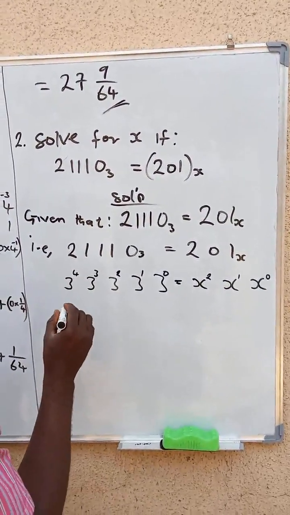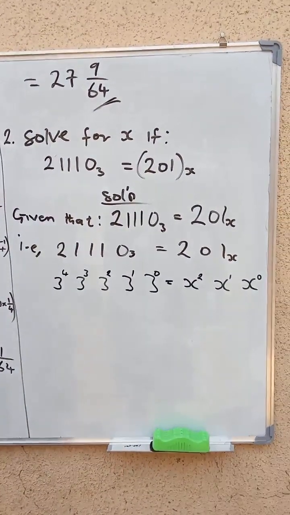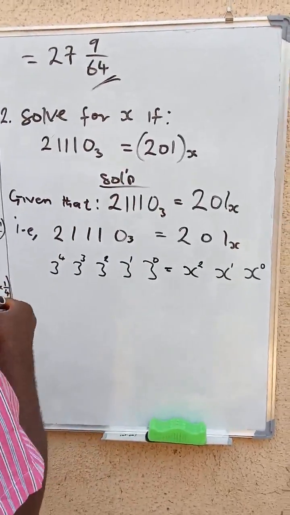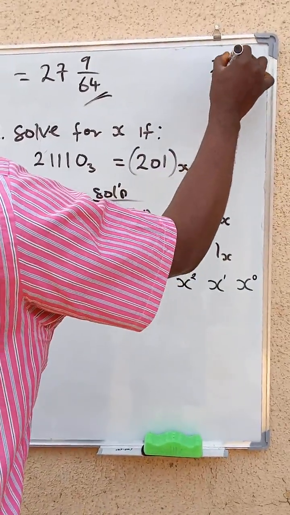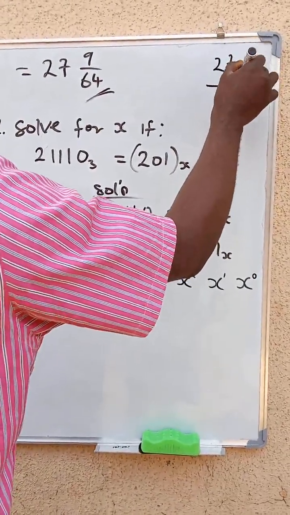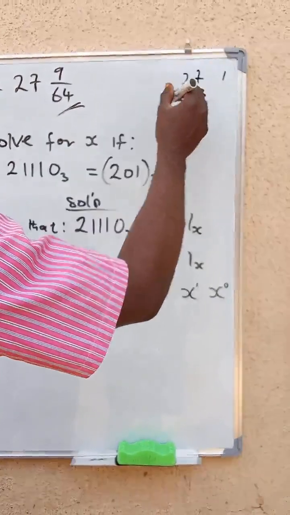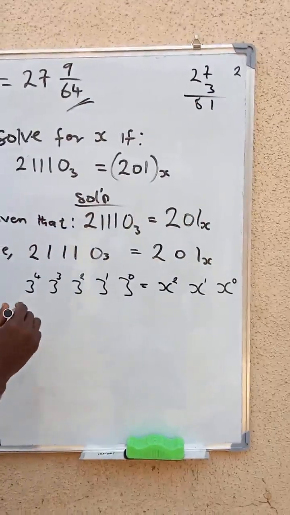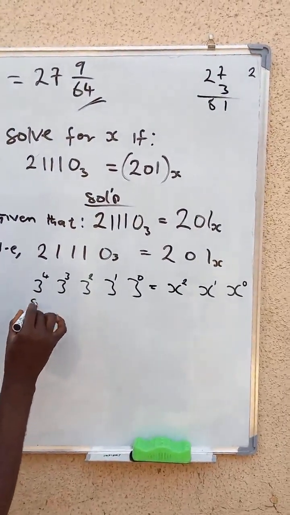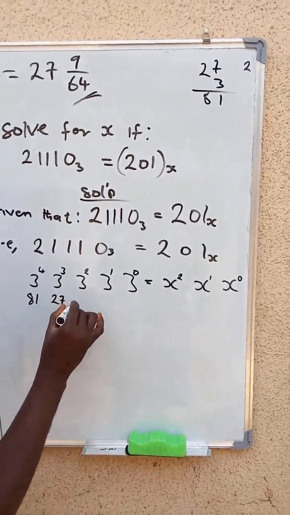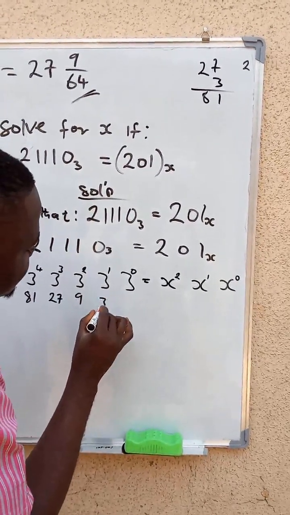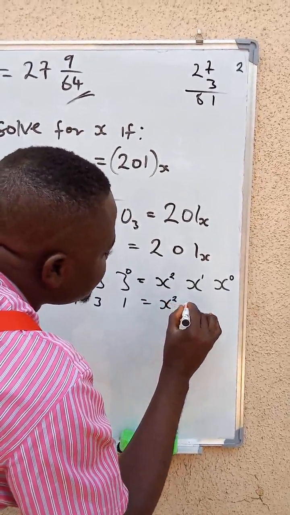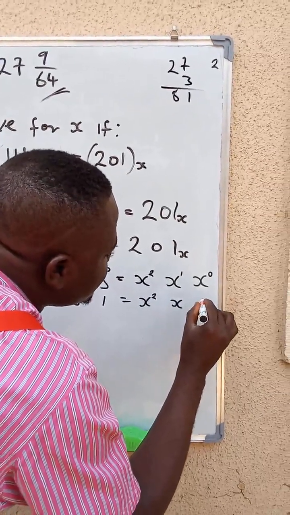So this is the same thing as what? 3 raised to the power of 4 is 3 times 3 times 3 times 3. 3 times 3 times 3 is 27, and 27 times 3: 3 times 7 is 21, 3 times 2 is 6, 6 plus 2 is 8, that's why it's 81. This is 81, this is 27, this is 9, 3, 1. Then x raised to the power of 2, x, 1.